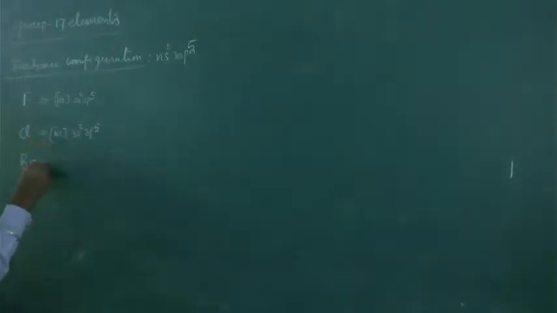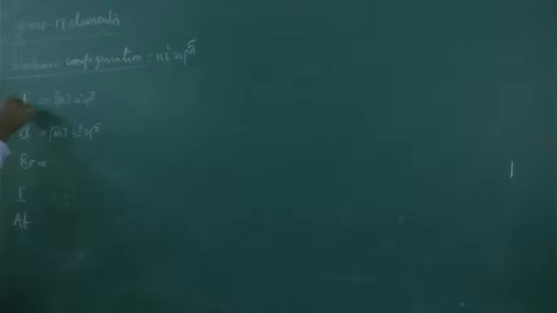And similarly the other configurations, please fill these in. This is going to be 4s2, 4p5, 5s2, 5p5, 6s2, 6p5. Is it clear? Please fill this in. Noble gas core in each case.